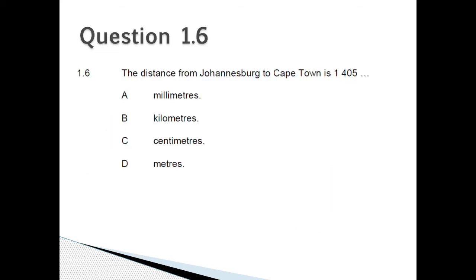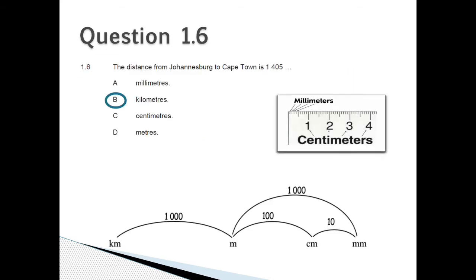The distance from Johannesburg to Cape Town is 1,005 what? A, millimeters, B, kilometers, C, centimeters, or D, meters. The distance from Johannesburg to Cape Town is B, kilometers. Here we can look at the different measurements and the differences in terms of moving from millimeters to centimeters, centimeters to meters, and meters to kilometers.